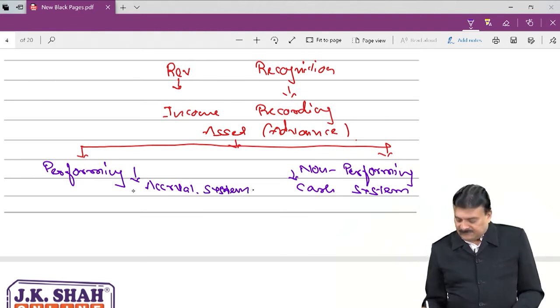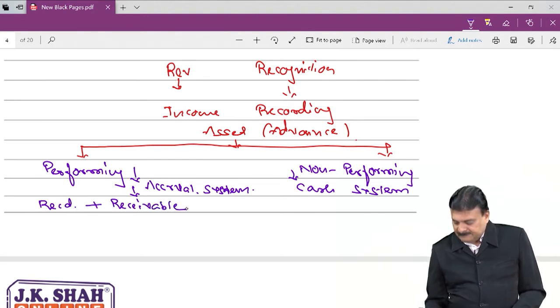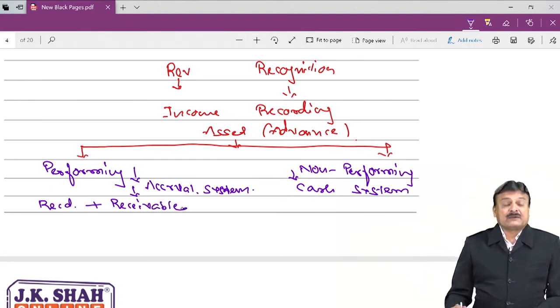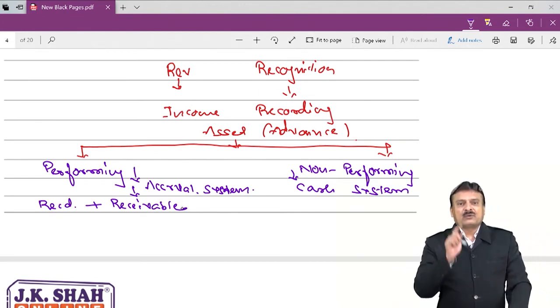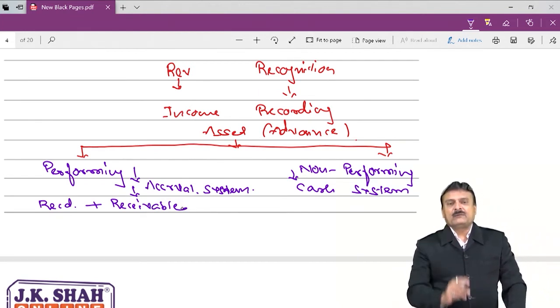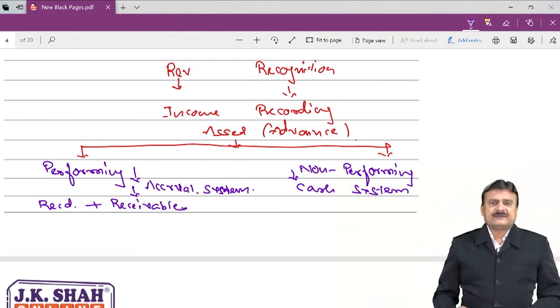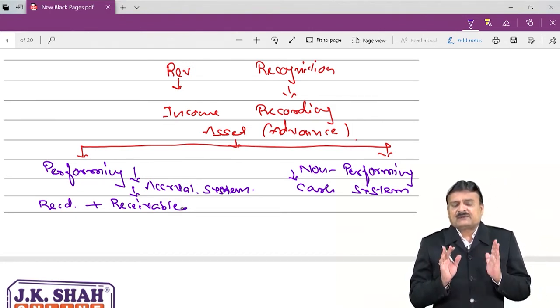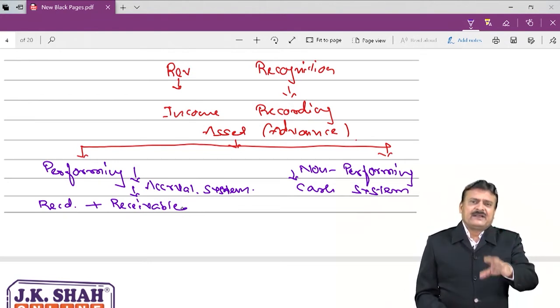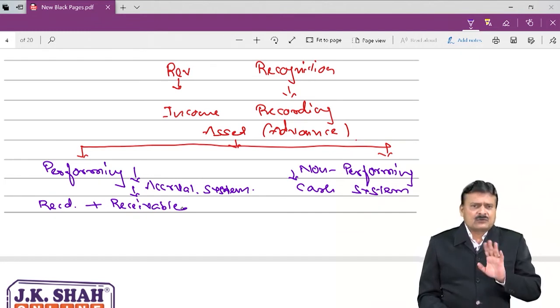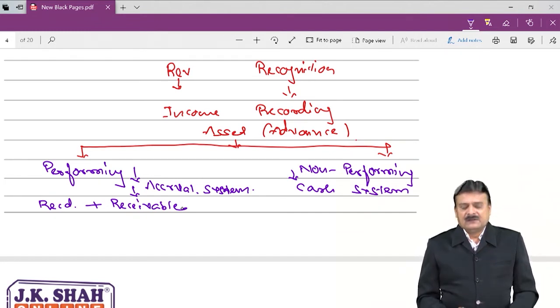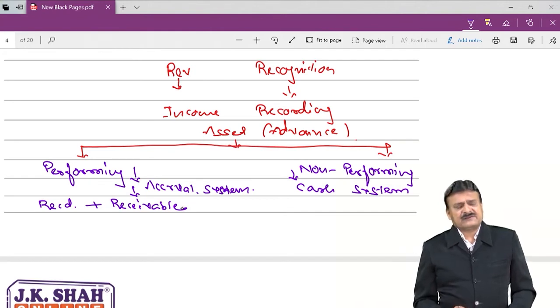What do you mean by accrual system? Accrual system means you should record in the books interest and discount received plus receivable. Receivable means what? Even outstanding can be recorded, provided that is income generated from a performing asset. For a rough idea, I can say performing asset means those advances which are regular advances. They are paying your bank installments and interest in time. They are not normally making a default. Non-performing assets are bad debtors.